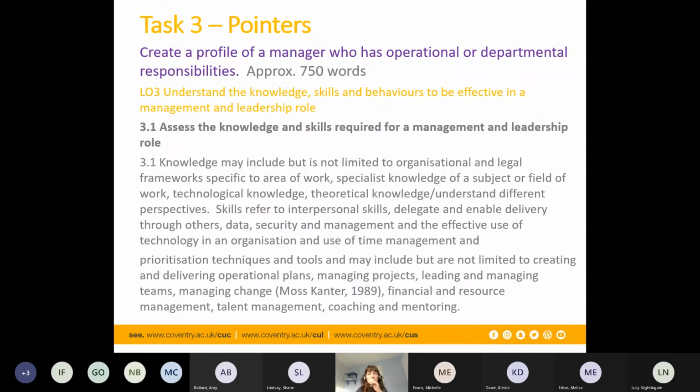So, could you pick two or three things to talk about in terms of knowledge and skills and behaviours? Or just knowledge and skills, this one? Okay. Anyone going to struggle with it? Okay, that's good. If you are, do let me know and I'll sort something out.